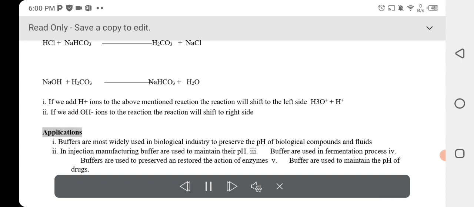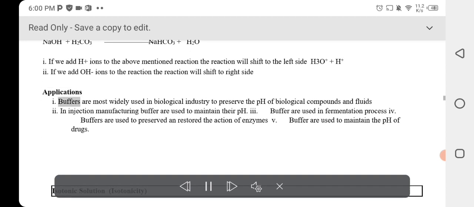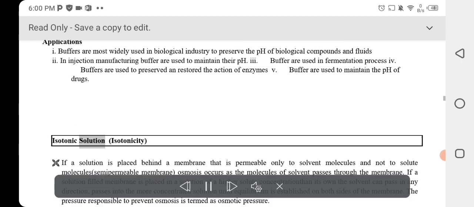Applications. 1. Buffers are most widely used in the biological industry to preserve the pH of biological compounds and fluids. 2. In injection manufacturing, buffers are used to maintain their pH. 3. Buffers are used in the fermentation process. 4. Buffers are used to preserve and restore the action of enzymes. 5. Buffers are used to maintain the pH of drugs.